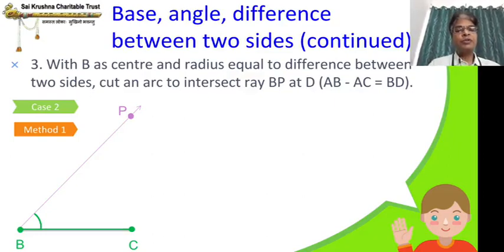This we did for sum of two sides. Remember, sum of two sides AB plus AC we cut an arc. Now we are cutting an arc for AB minus AC equal to BD. Correct? So, more or less same. Again, as I told in the last part, at the end of this chapter, that is the last part, I will explain to you why we are taking D, whether it is below or above. Now, A is going to come between D and P.